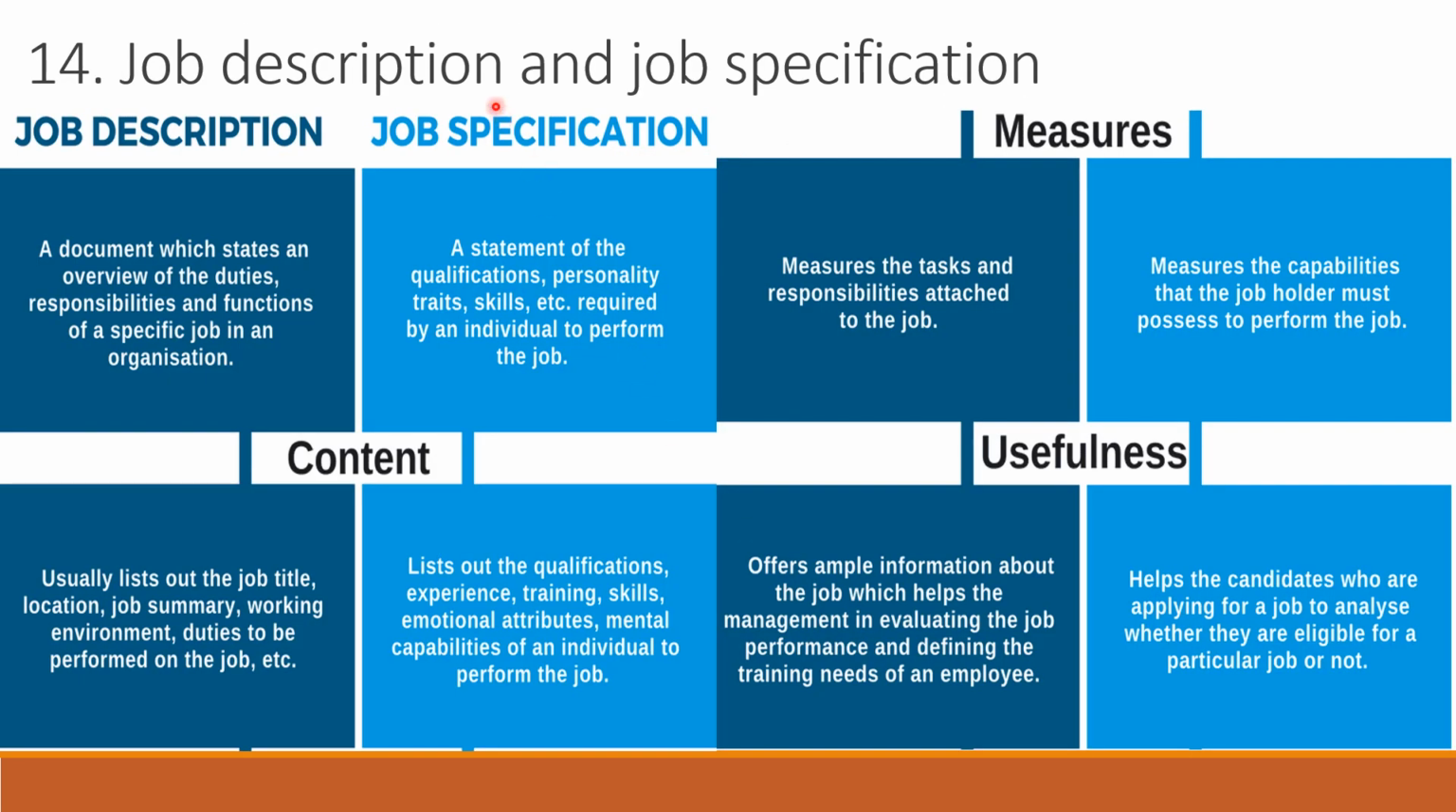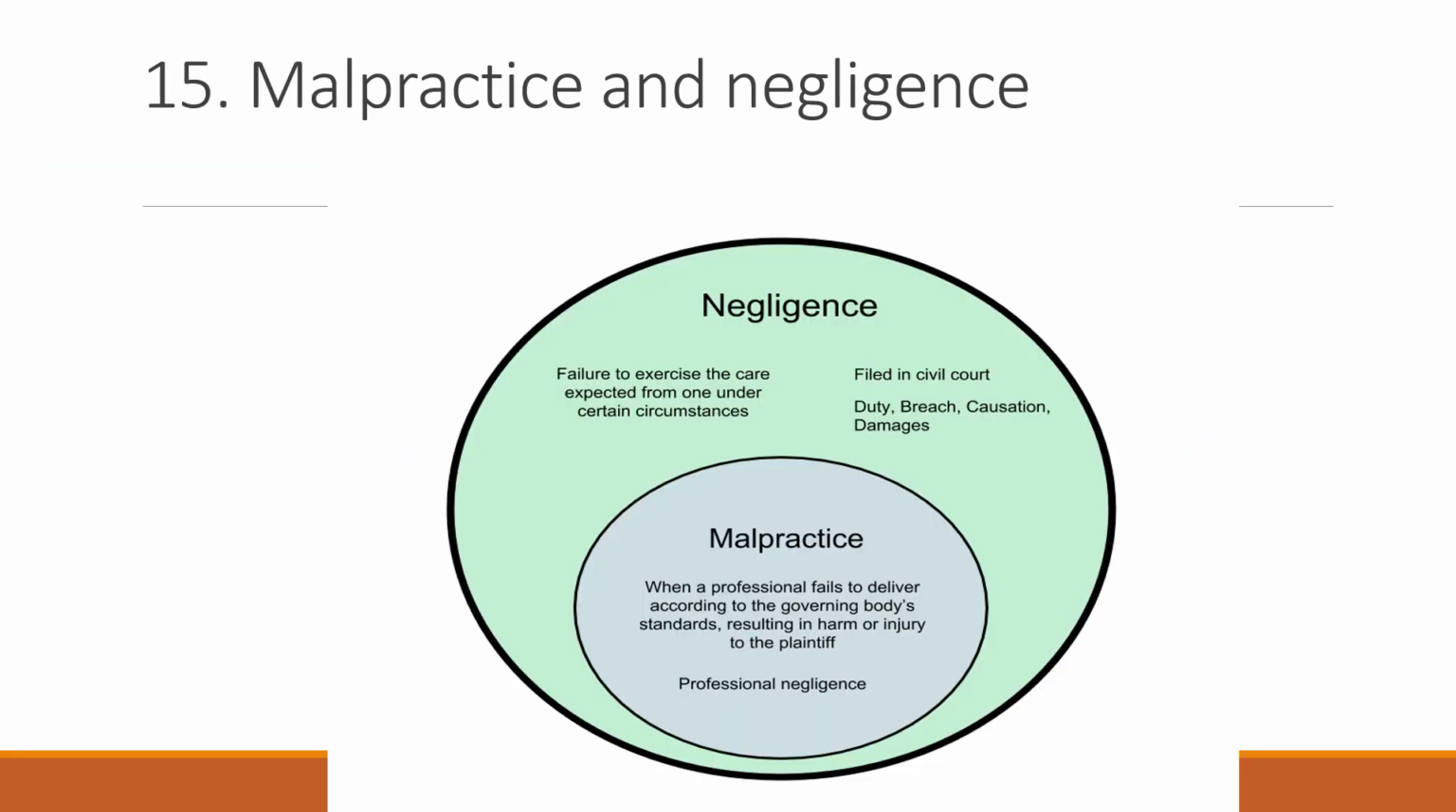Here, the next question is the difference between job description and job specification. In this image, you can see job description and specification are differentiated on the basis of definition, content, measures, and usefulness. The next question is about differentiating between malpractice and negligence. It is written in the form of a cycle because malpractice is otherwise called professional negligence. Three points are mentioned under each one. You can present it in the form of a table as well.